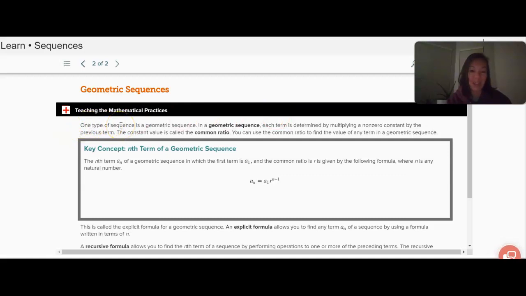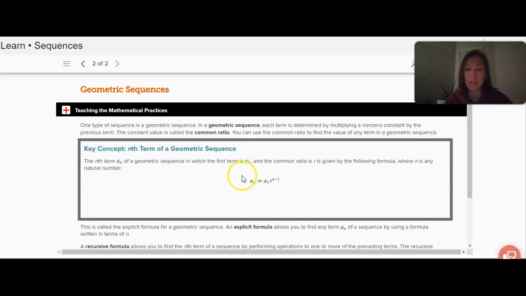Now, one type of sequence that we're going to study in this section is a geometric sequence, and each term is determined by multiplying the previous term by some constant, and that value of the constant is called a common ratio. Now, the nth term of a geometric sequence is given by this formula, and all that means is this: if I know what the first term is, and I know that the ratio is, let's say the first term is 3 and the ratio is 3, so 3 times 3 is 9, times 3 is 27, so on and so forth.